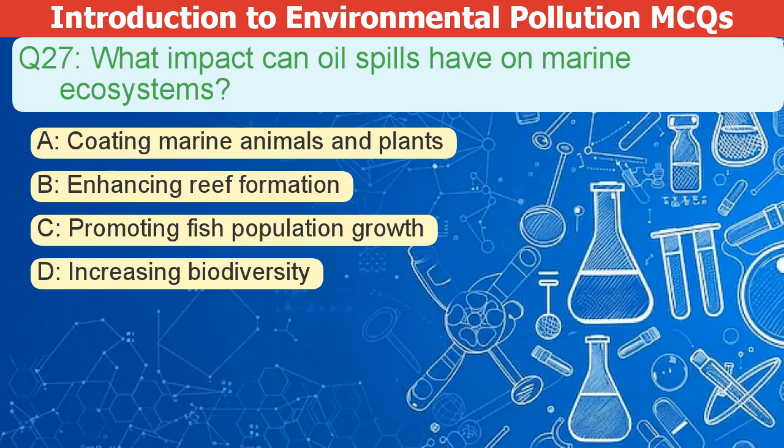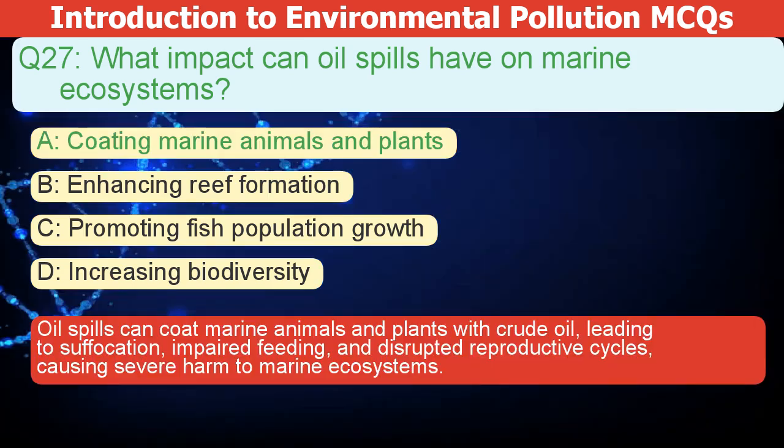What impact can oil spills have on marine ecosystems? A. Coating marine animals and plants. B. Enhancing reef formation. C. Promoting fish population growth. D. Increasing biodiversity. The correct answer is A. Oil spills can coat marine animals and plants with crude oil, leading to suffocation, impaired feeding, and disrupted reproductive cycles, causing severe harm to marine ecosystems.